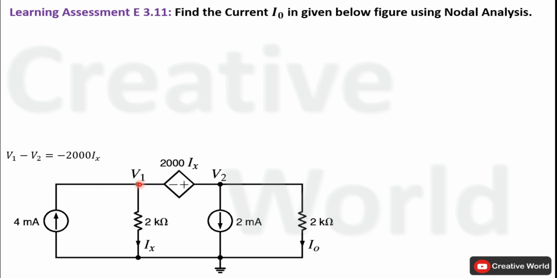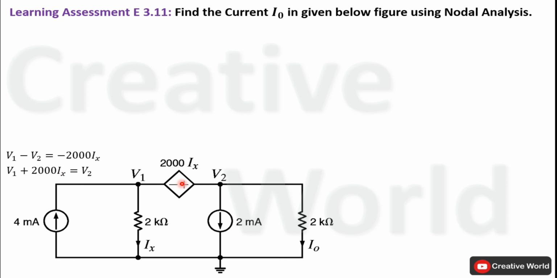And because V1 is on higher potential, it means the direction of current is from V1 to V2. In this case, current is entering from the negative terminal of this dependent voltage source. That's why the voltage across this dependent voltage source is taken with negative sign. Now we will merge this voltage source with node voltage V2. In this case, V2 using this equation will be equal to V1 plus 2000 times Ix.